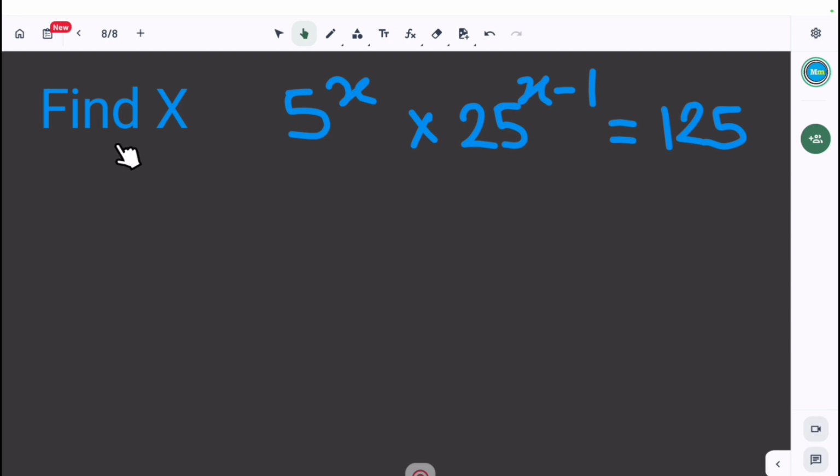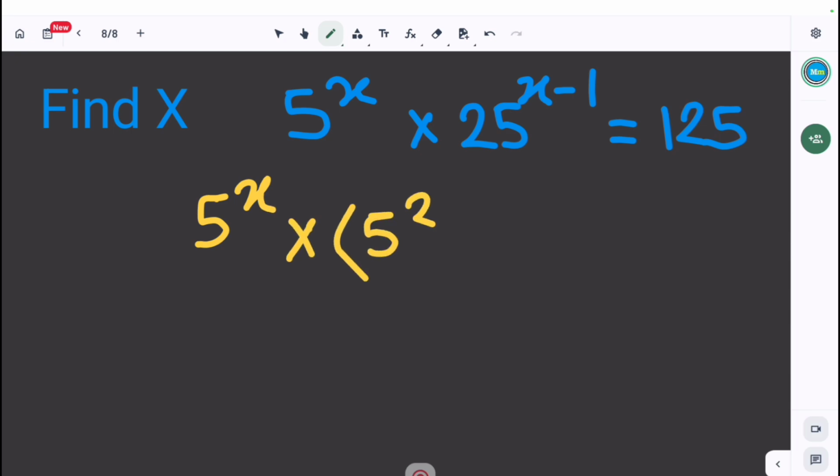So today's question is find x: 5 to the power x into 25 to the power x minus 1 equals 125. So let's see. 5 to the power x as it is, into 25, which can be written as 5 square whole to the power x minus 1. And 125 can be written as 5 cube.